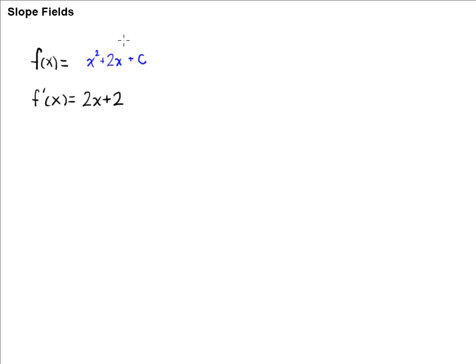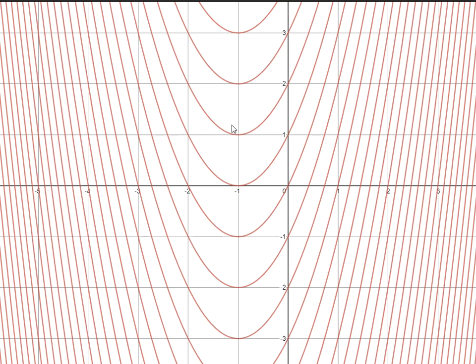Now the problem with this: if I wanted to graph this, remember that's the original thing we're trying to do, that's graphing an infinite number of functions. What is that going to look like? In fact, I'm going to graph this with some different values of c. Let's take a look. All right, so this is what it looks like. I've graphed about 30 of these iterations at positive integer values for c. Here's x squared plus 2x plus 0, x squared plus 2x plus 1, x squared plus 2x plus 2. You see, it's a mess.